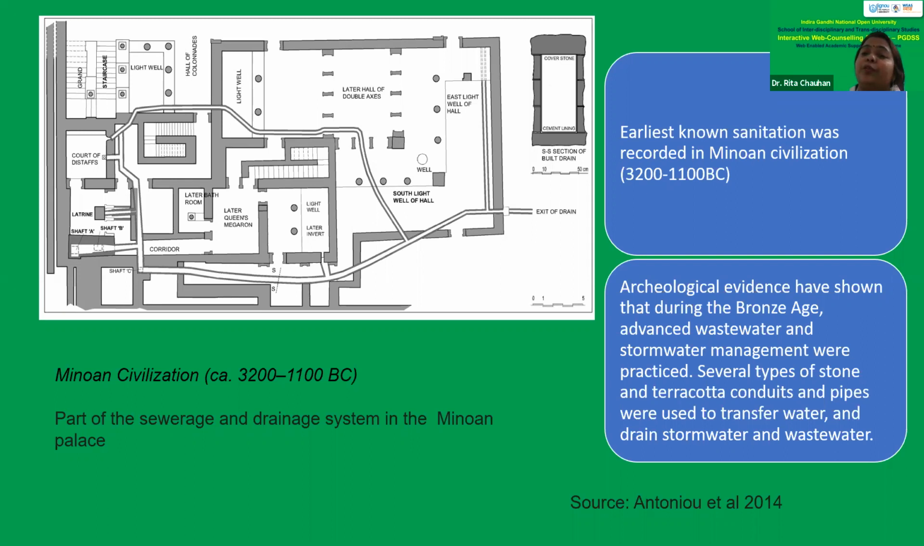This is the period of the Bronze Age, and at that age, they had already developed a very advanced wastewater and stormwater management system using stone and terracotta, which could easily drain the stormwater and wastewater. So this civilization had already developed a very good sewerage and drainage system.